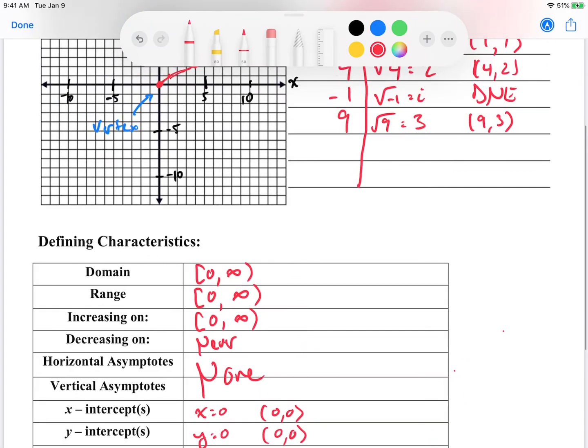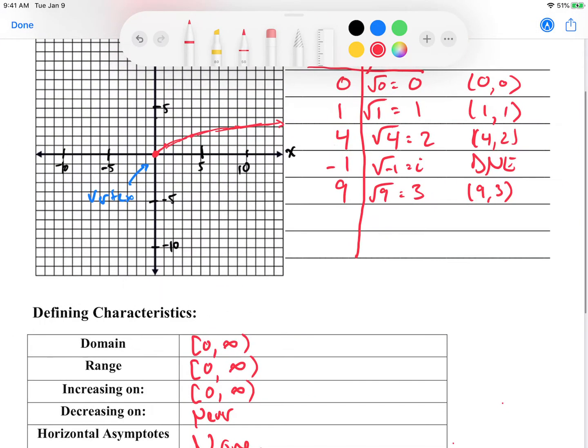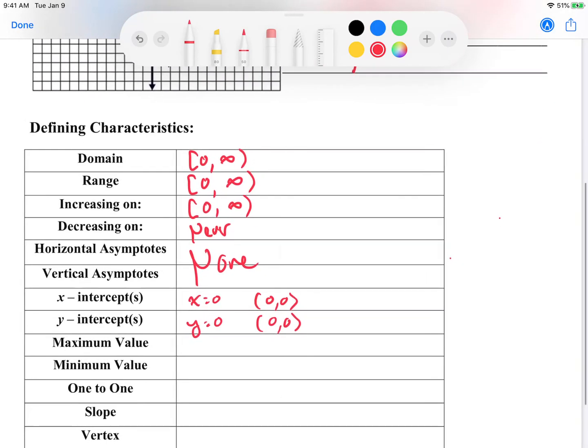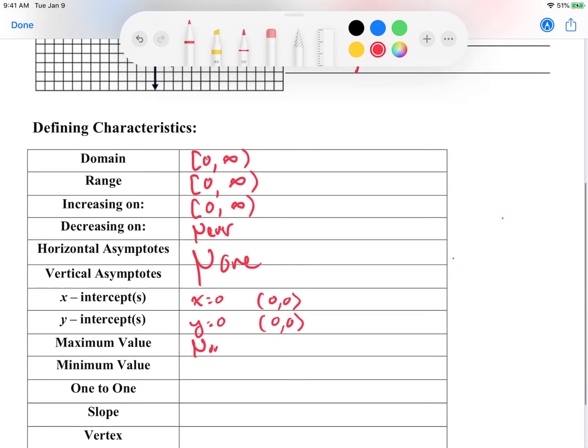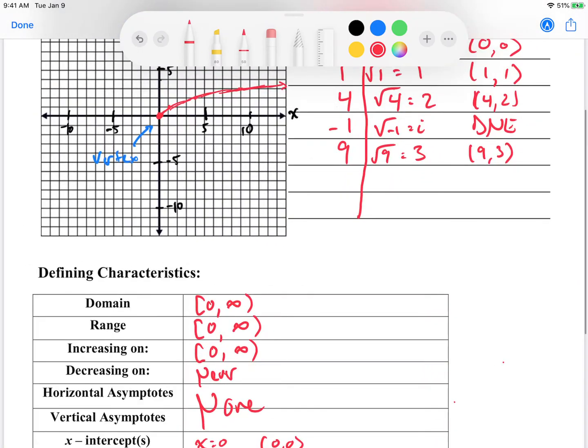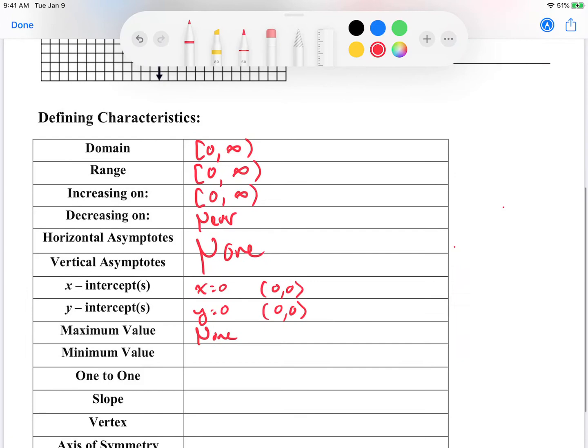Maximum value, minimum value. This thing's going to go up and up infinitely, so we're not going to have a maximum value. But its minimum value, again, it stops right here at 0. So realistically, it does have a minimum value at 0, 0, or y is equal to 0. Actually, I'm going to write that the other way around.